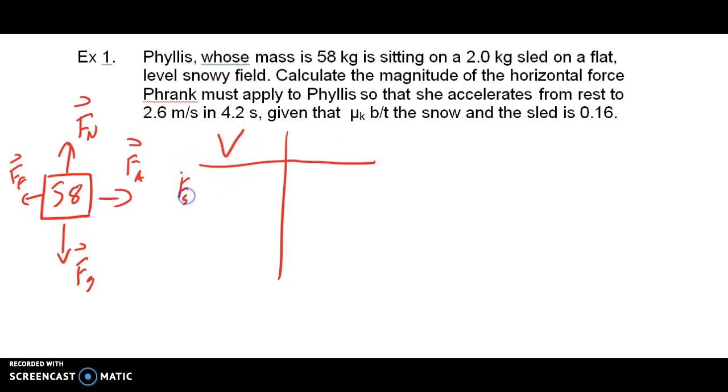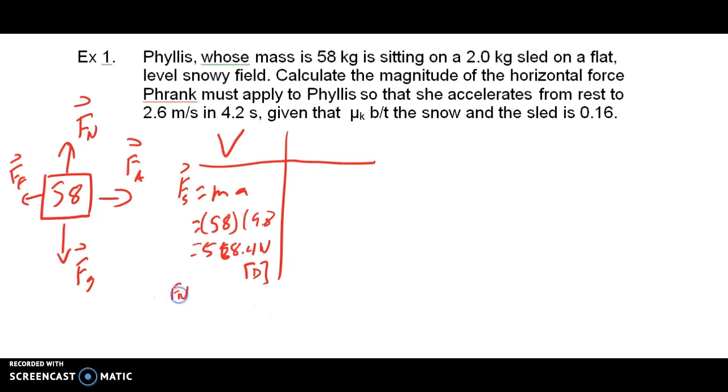We've got our force gravity. Now force gravity is going to be equal to mass times acceleration. If our mass is 58 and we know acceleration due to gravity is 9.8, we therefore know that the force gravity on Phyllis is going to be 568.4 newtons. And it's important that we write that this is in the down direction.